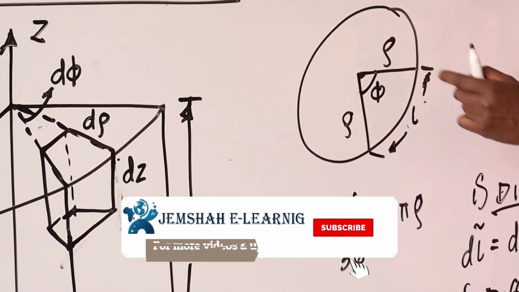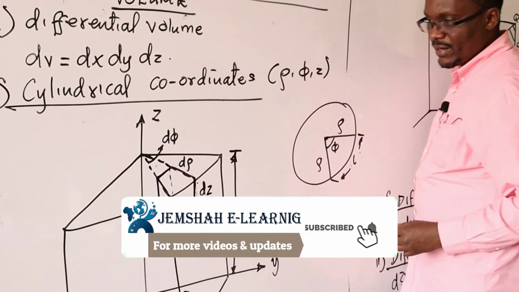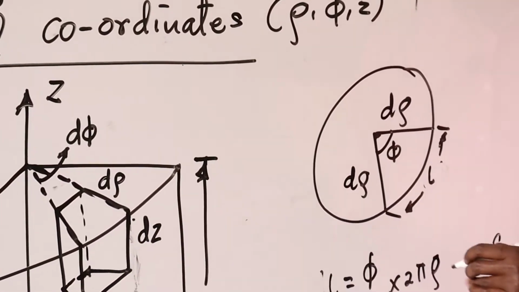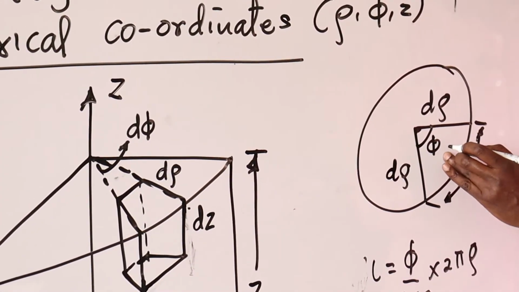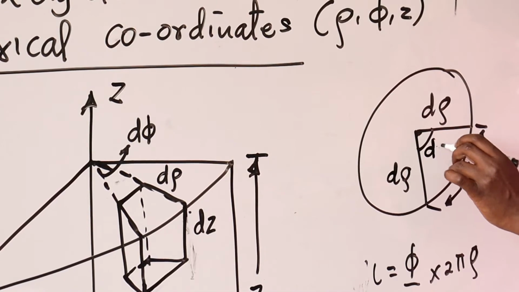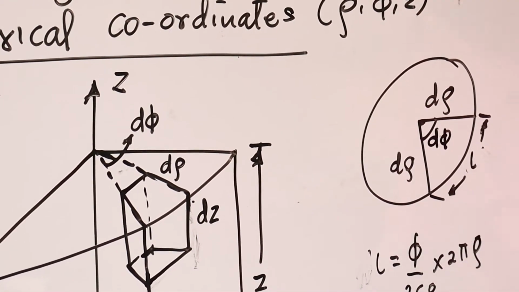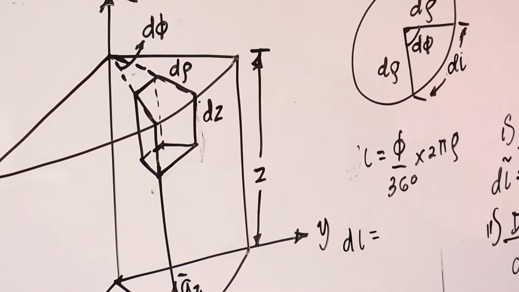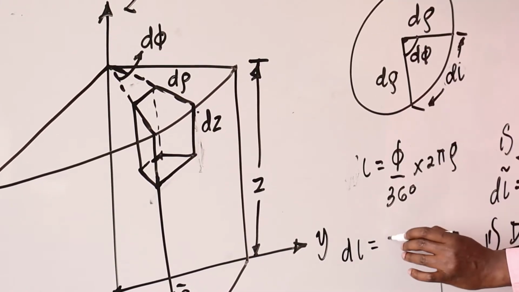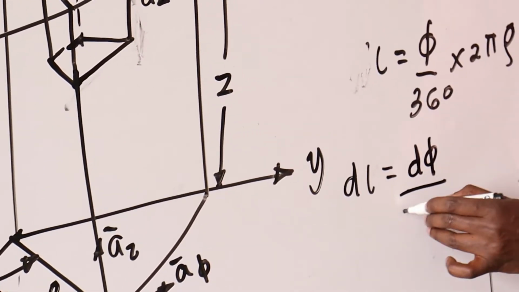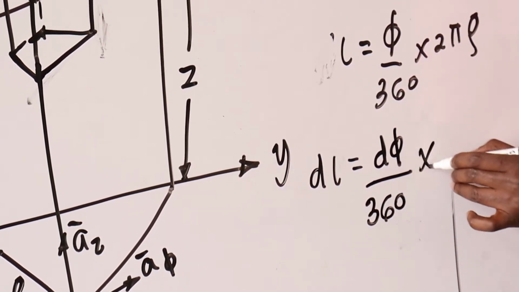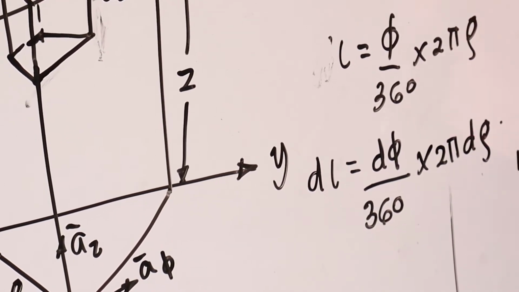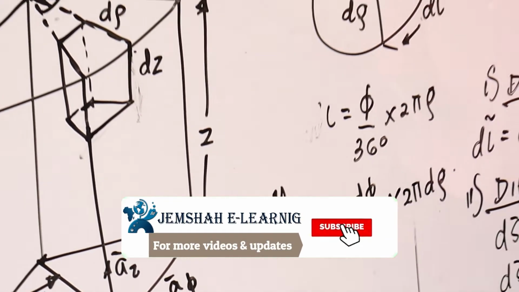But now assume that this particular length here is a very small length that we are calling d rho. Similarly, this other radius also is d rho. And the angle is not phi, but d phi. Then I can change all this such that that particular length, I'll now call dl. So dl must be d phi all over 360 degrees multiplied by 2 pi d rho. That is what we are going to get as our length dl.